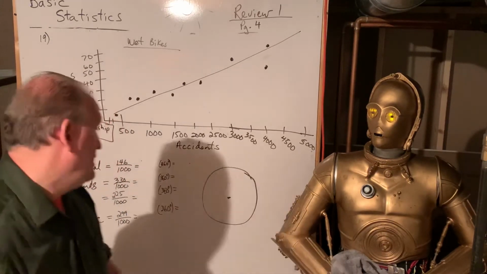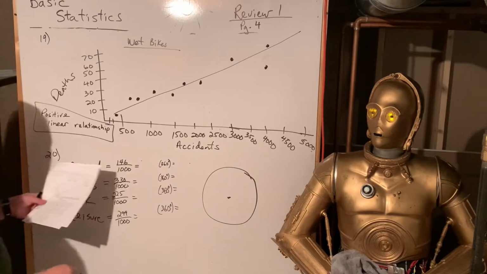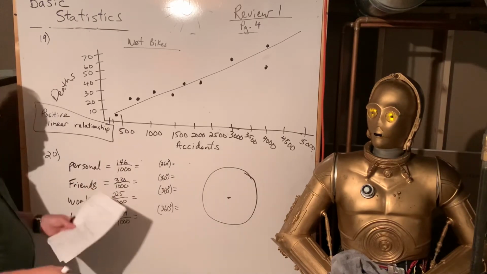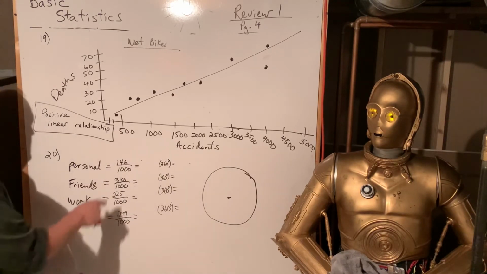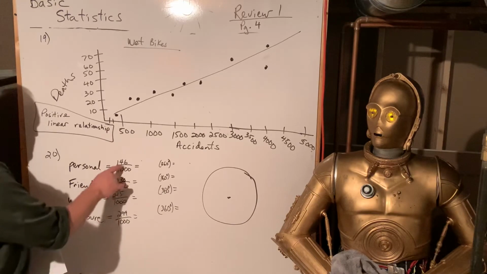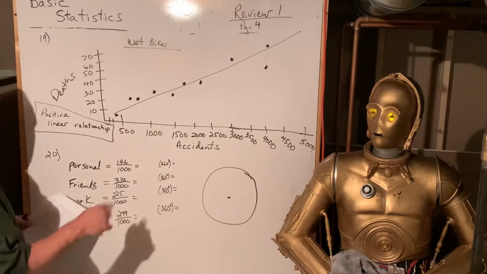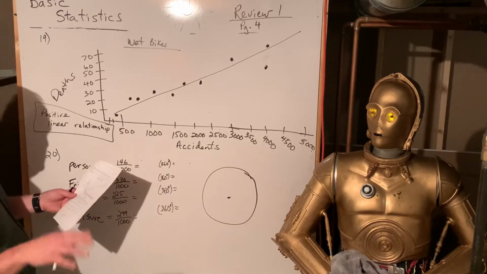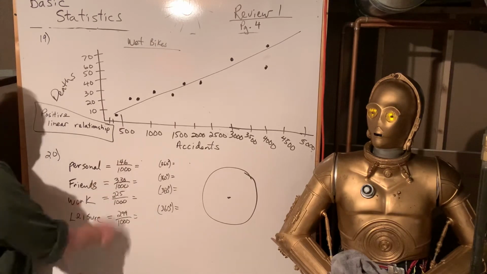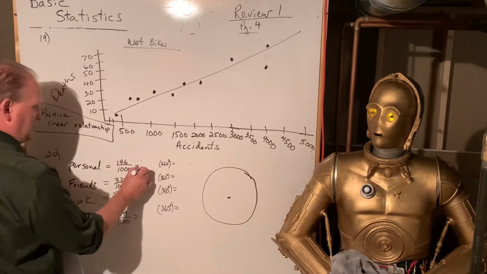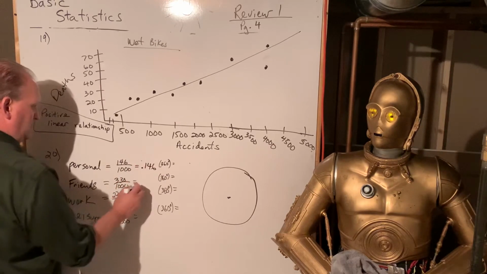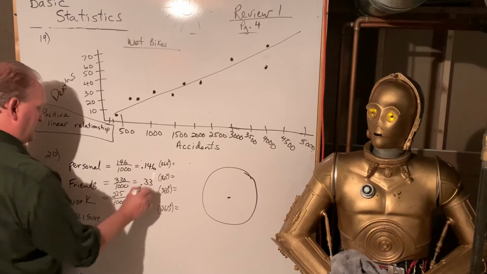All right. And then for 20 here, make a pie chart. And so each one of the numbers is out of 1,000 people, what they do for travel: personal reasons, friends, work, or leisure. And so because it's out of 1,000, it's super easy. You just move the decimal place 3 places.